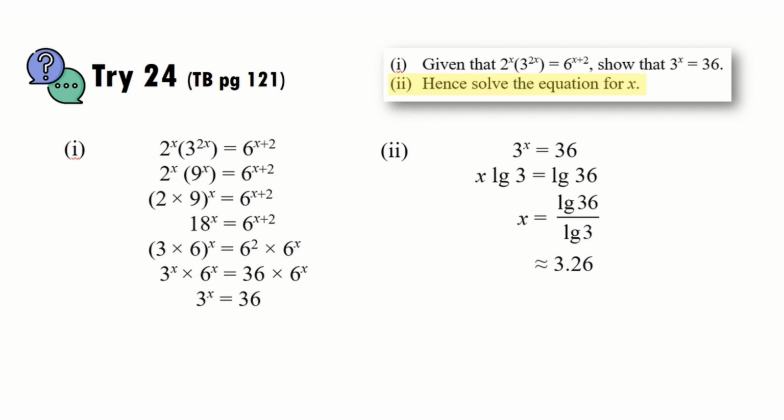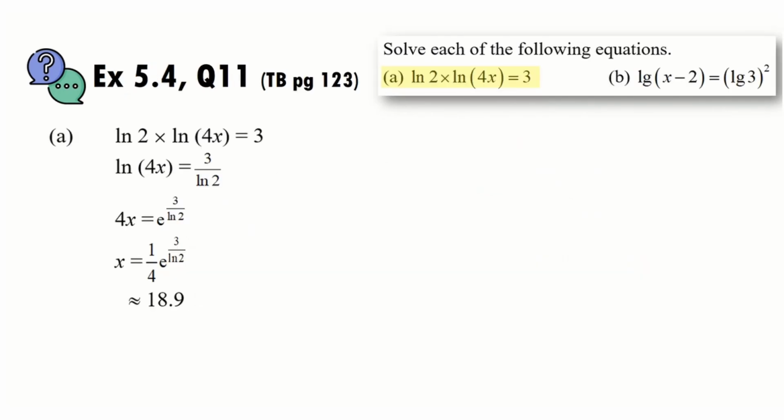Then moving on to part 2, we want to hence solve this equation for x, where we are given 3 to the power of x equals to 36, and since the bases cannot be made to be the same, we will apply our common log on both sides of the equation, and then make use of our power law to bring down the power of x, hence we get x log 3 equals to log 36. Then we will divide log 3 over to the right hand side and have our answer to be 3.26 in 3 SF.